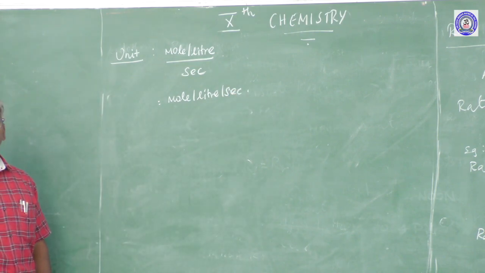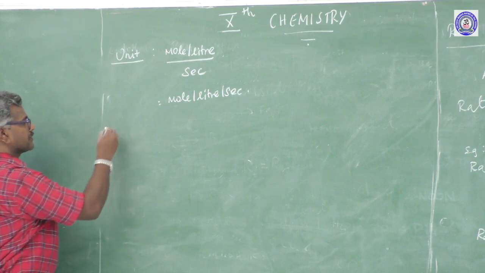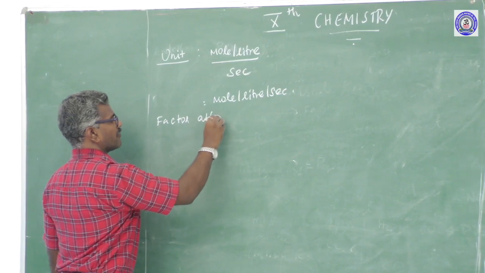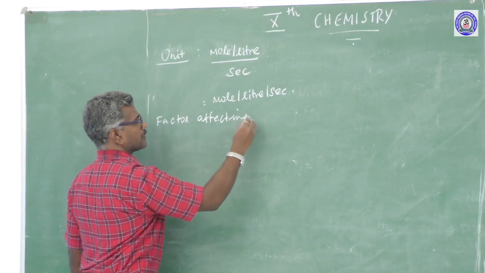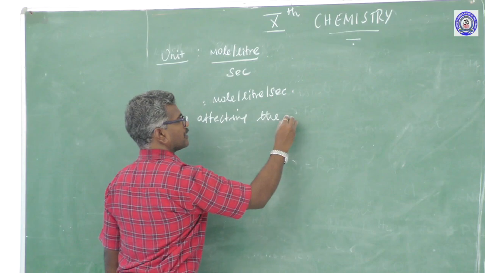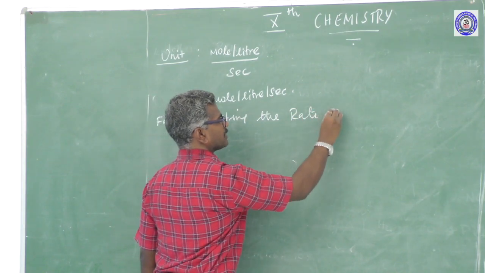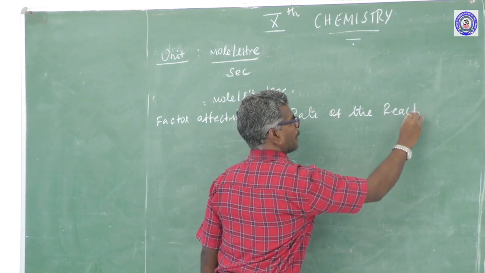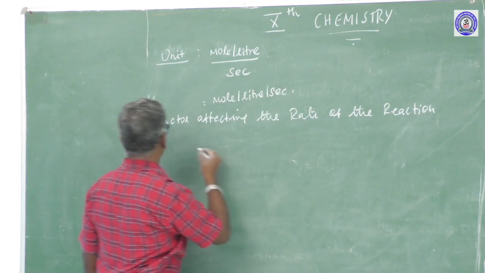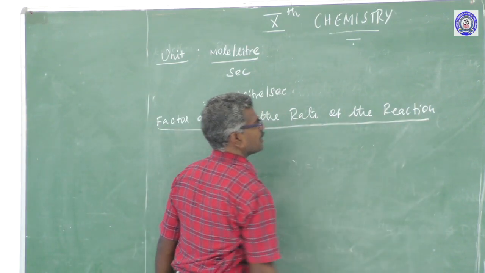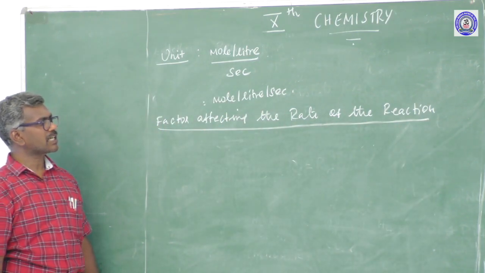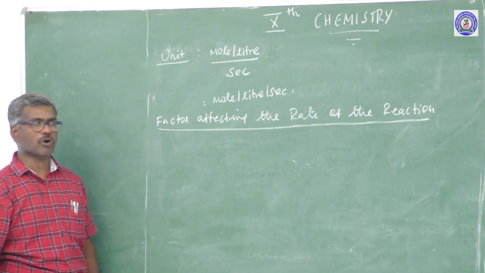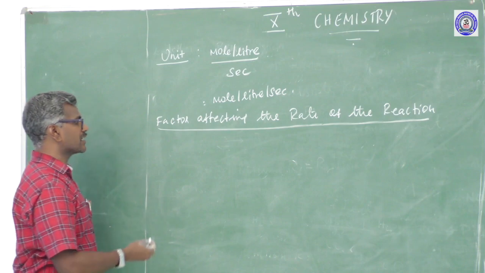Next, what are the factors affecting the rate of the reaction? There are different factors affecting the rate of the reaction. When the reaction is faster, more amount of product will be formed. What are the factors affecting the rate of the reaction?